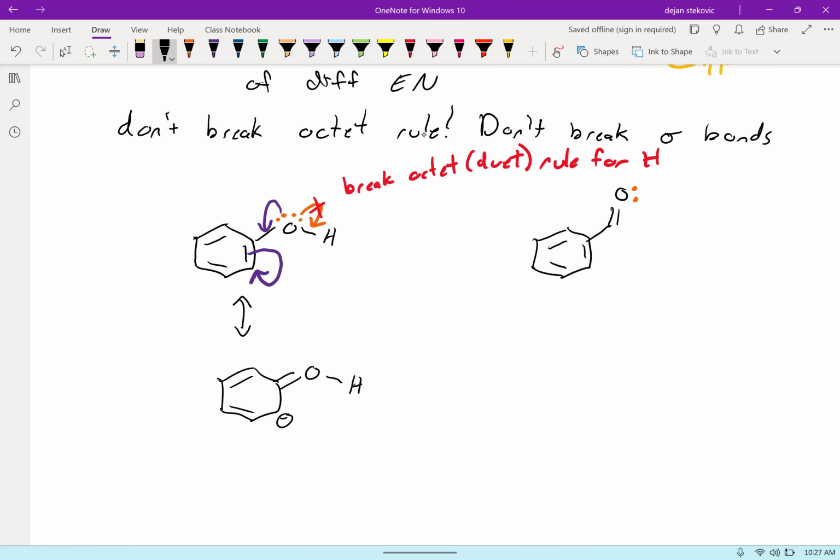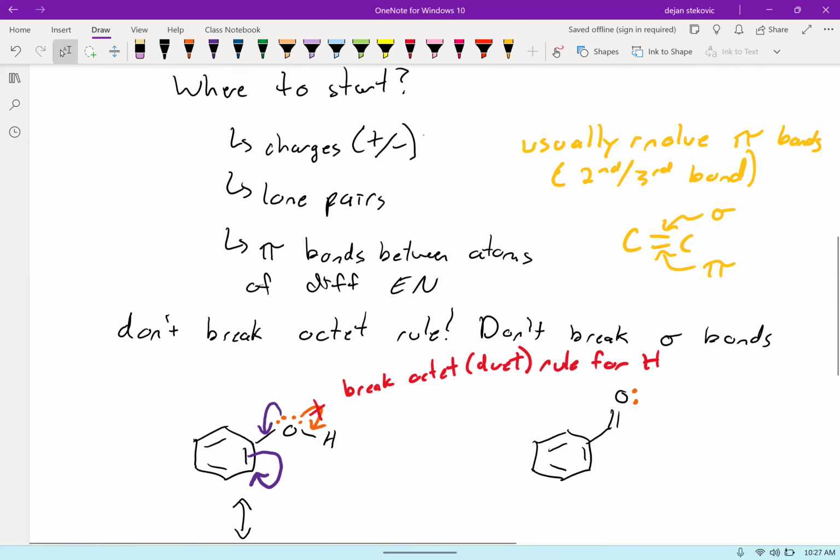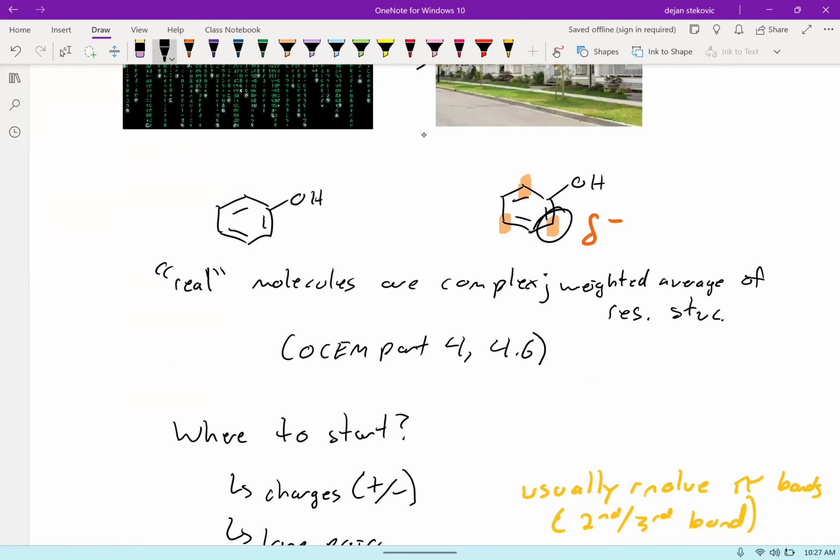And then if you think about the bonds formed, the bonds broken, you should end up with this structure right here, right? And now you can notice, oh wow, look, this carbon right here has this negative charge on it. That's where this partial negative charge came from, right? From this resonance structure.